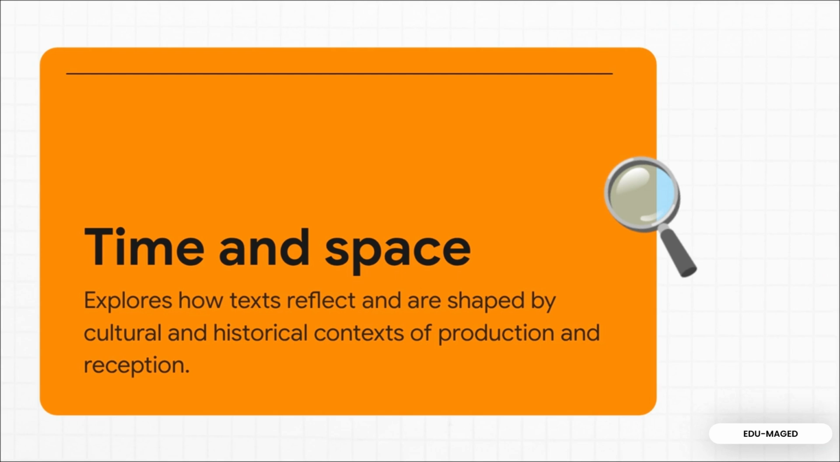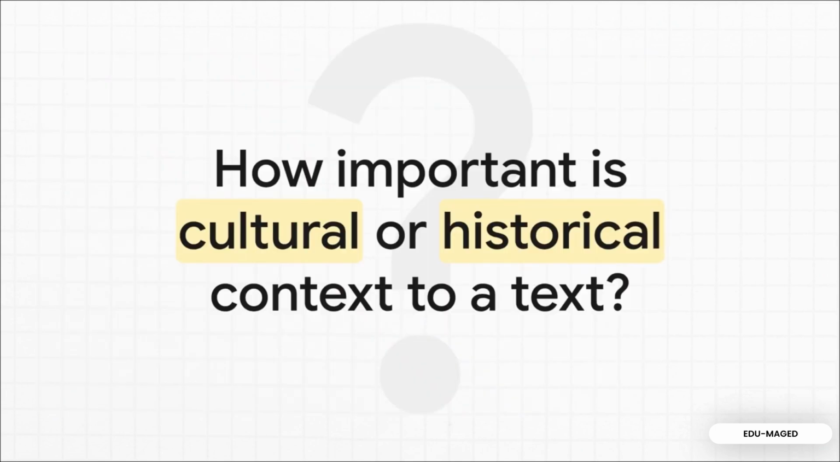It's asking, okay, how does this text reflect the world it was born in? Its culture, its history. But, and this is super important, it also asks how the text might have shaped that world. It's a 2-way street. This is how you connect a single poem or ad to these huge conversations about society. And here's the question that unlocks all of that.